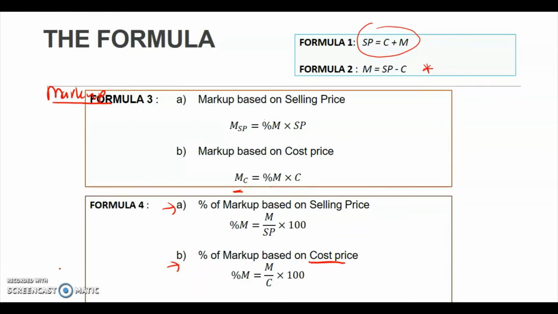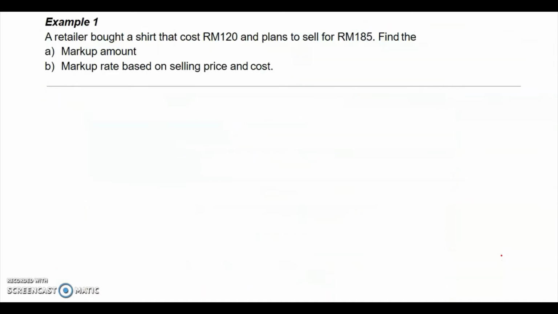Alright, let's try the first example. A retailer bought a shirt that cost 120 ringgit and plans to sell it for 185 ringgit. Find the markup amount and markup rate based on selling price. Make sure you remember this term: markup rate means markup percentage. So you have to give the markup value in the form of a percentage. For question A, find the markup amount. From the question, this price is the cost of the shirt, so this is the cost price, C.